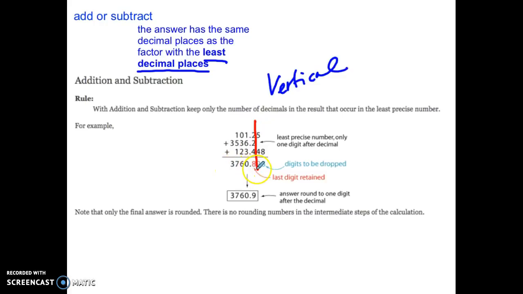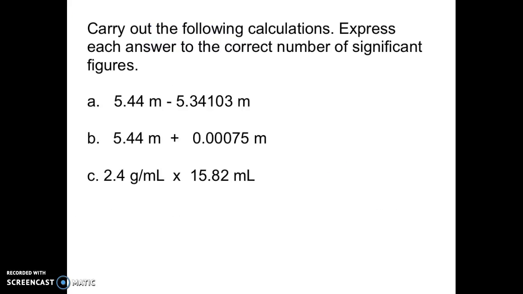So the answer for this that you should report is 3,760. Now notice it's 0.9 because here your calculator says 0.898. And then in that case you would round because it should be 3,760.9. So what I would like you guys to do right now is I'd like for you to pause again, and I want you to carry out these calculations and express the correct number of significant digits. So you should go ahead and do that right now.